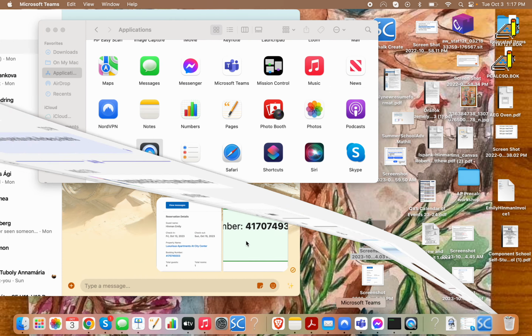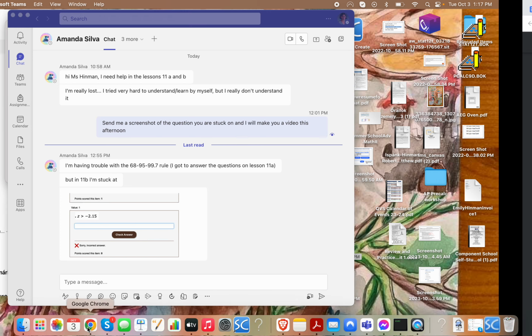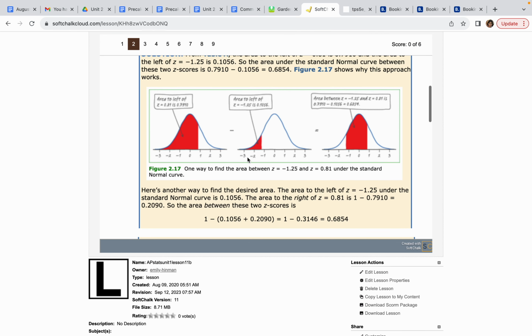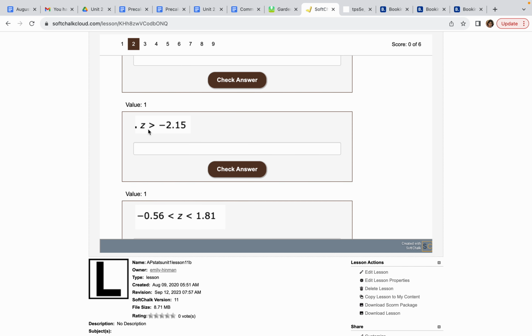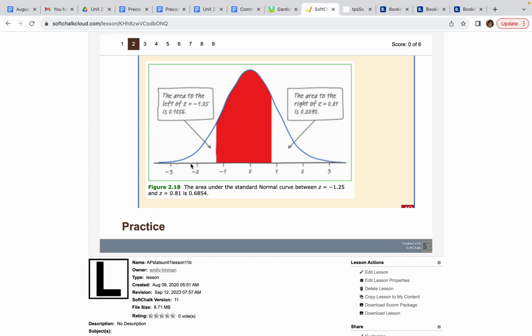So let me check here. You asked about z is greater than negative 2.15. All right, well, we have to remember that this table is giving us the area to the left. The table always gives you the area to the left. And if we're looking at this question, z greater than negative 2.15, so here's negative 2.15, we're asking for the area over here. So if I was trying to sketch that out, I would be coloring in from negative 2.15, all the way over here.